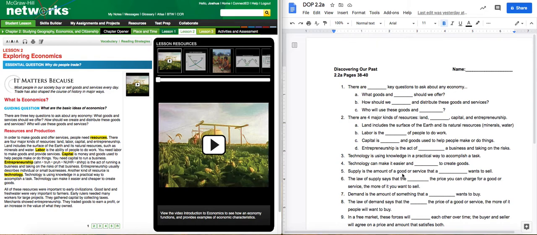There are 3 key questions to ask about an economy. Question number 1, what goods and services should we offer? Question number 2, how should we create and distribute these goods and services? And question number 3, who will use these goods and services? So number 1, a lot of blanks all filled in there.